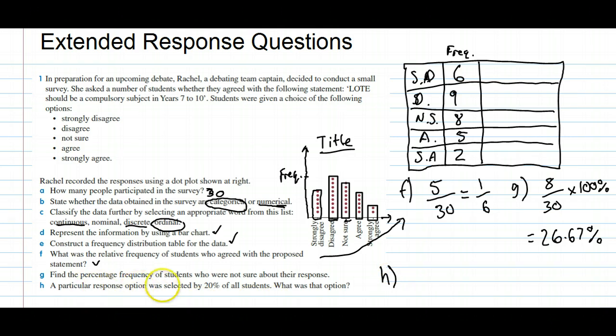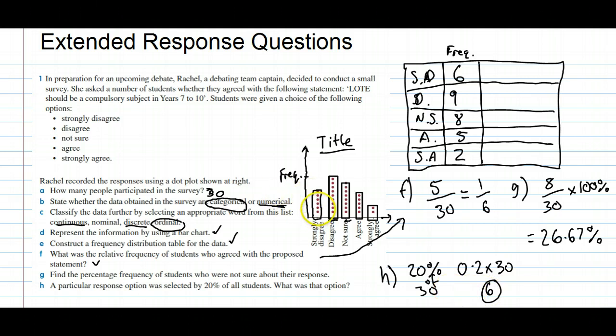Okay, and finally for H, a particular response option was selected by 20% of all students. What was that option? Okay, which option had 20% of the responses? Well, 20% of 30 is the same as 0.2 times 30. And if we put that into a calculator, then we will get 6. So we're looking for a response that had 6 people responding to it.